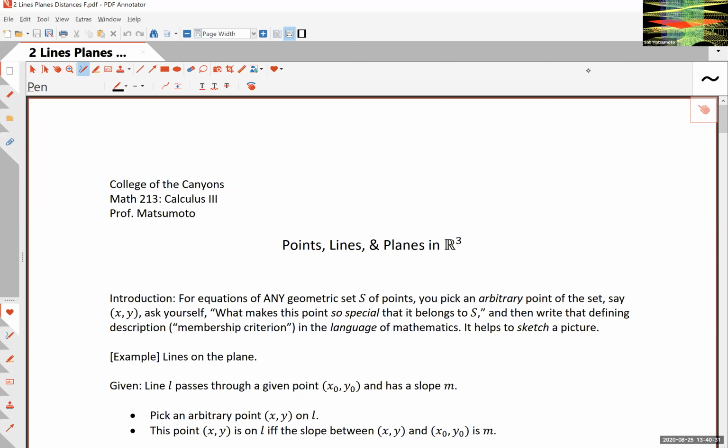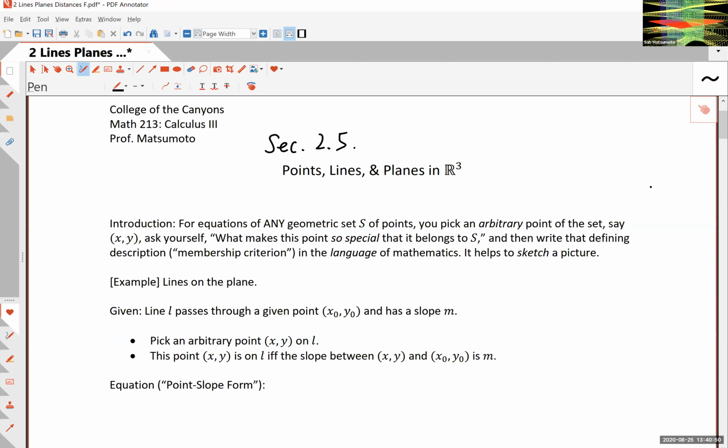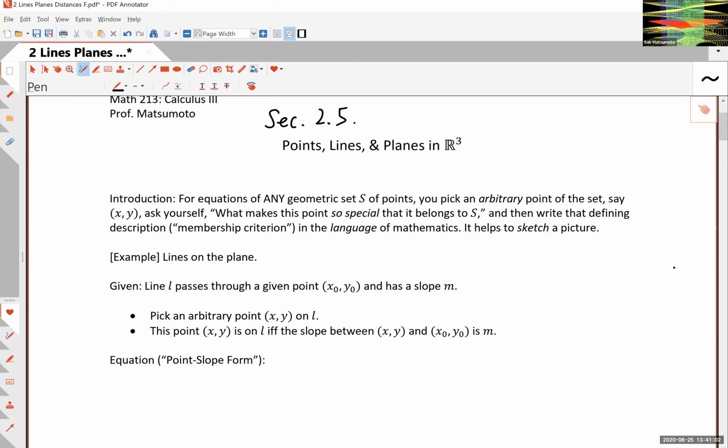Okay, so again, section 2.5: points, lines, and planes. So what's the big deal about this? Well, you have lines on the plane, and equations of lines on the plane, whether they have positive or negative slopes, or zero slope or undefined slope. We are going to do something similar for three-dimensional space, and as you can imagine, adding that one dimension makes things a little more difficult.